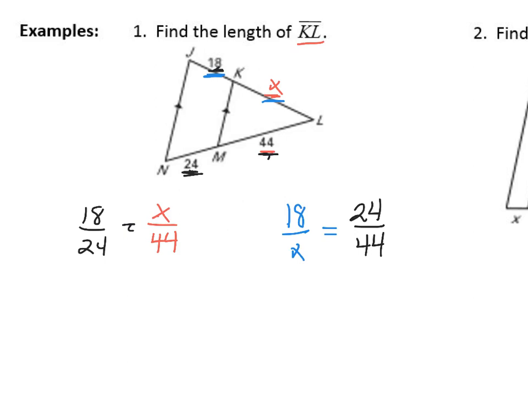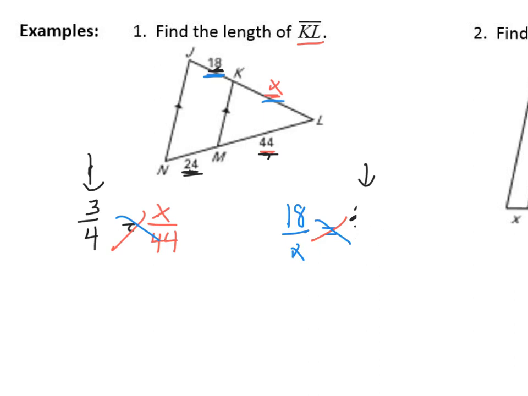Now, if you notice, when I cross multiply, I'm still going to do x times 24, and I'm still going to do 18 times 44. If you want to make it a little bit easier, you're always welcome to try to reduce these two ratios in which you have both the terms. It looks like that 18 over 24 we can turn into 3 over 4, and then 24 over 44, we can turn into 6 over 11.